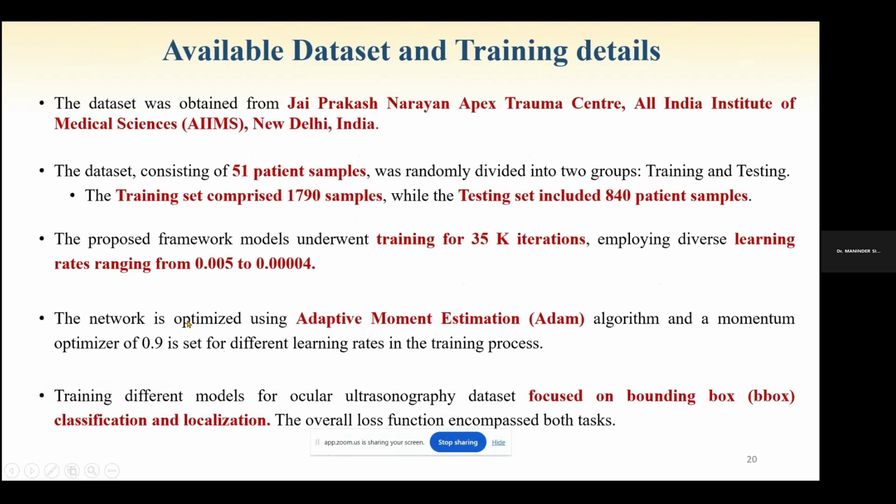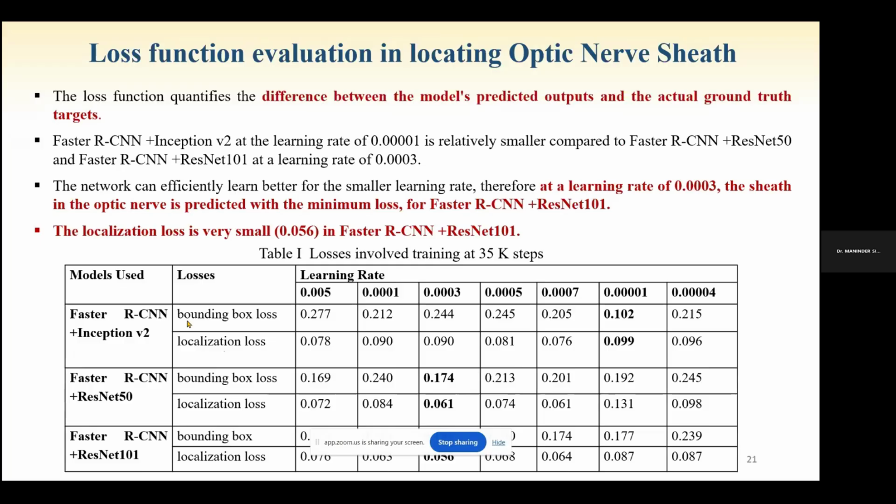Moreover, the dataset we collected, which I have shown you as video, was collected from the AIIMS center. Initially we captured video files for 51 patients, and we have a lot of images. For training, we used 1,719 samples and 80 for testing, using the Adam optimizer, and then we obtained these loss functions, which are the bounding box and localization loss.